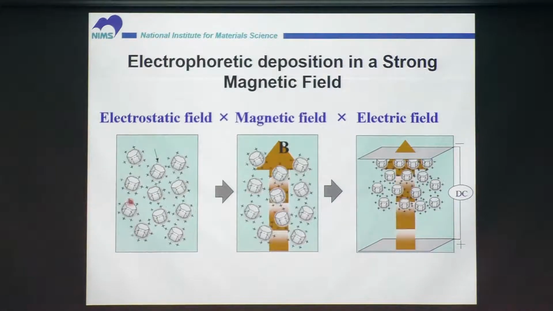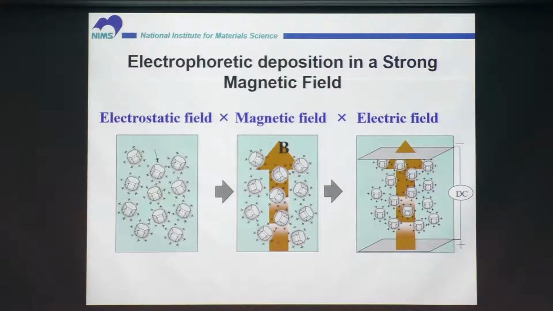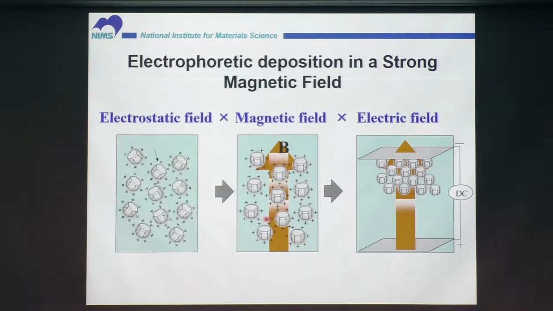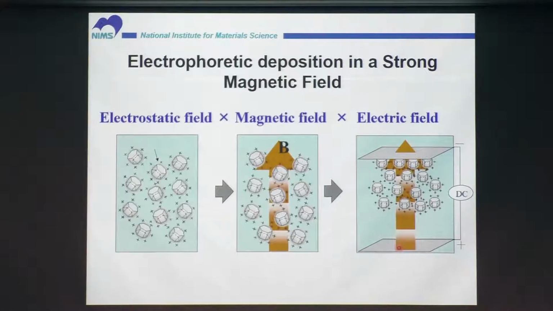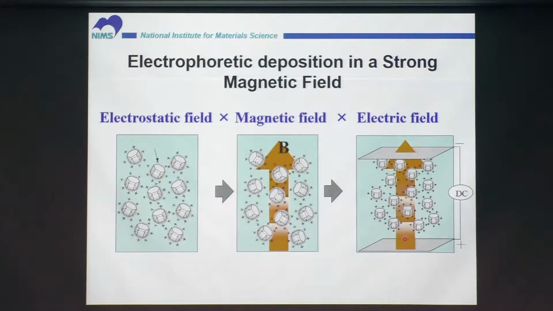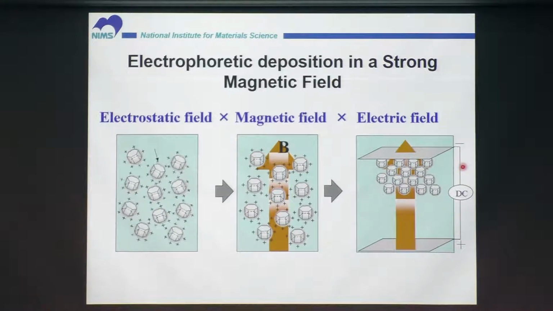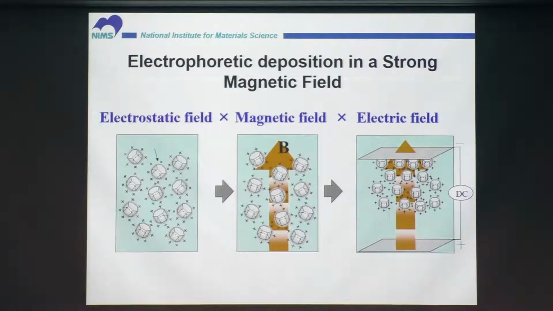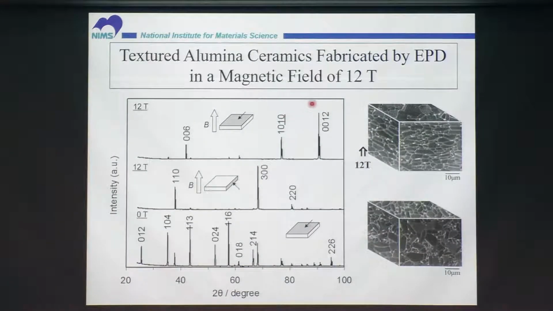Or in a different way, we can also use the electrophoretic deposition technique. In this case, first a magnetic field is applied to make each particle orient in one direction. Then an electric field is applied to deposit, to carry and move those particles while retaining their orientation along the field lines. By using that kind of technique, this is an example of textured alumina ceramics fabricated by electrophoretic deposition.